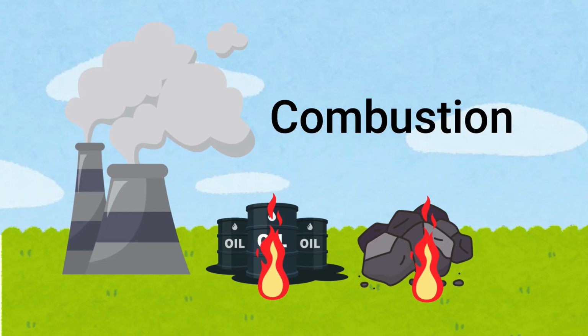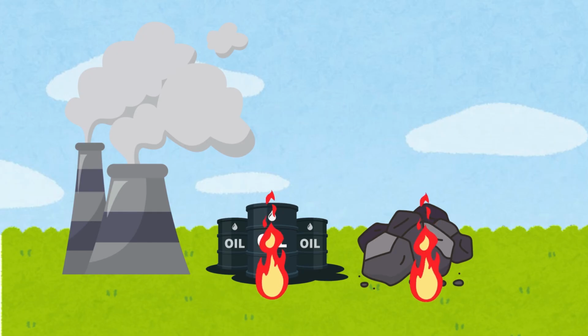Combustion. This one is the maximum source of carbon dioxide, and as we know, it is not a naturally occurring process. These fossil fuels are burned up and they release carbon dioxide into the atmosphere.